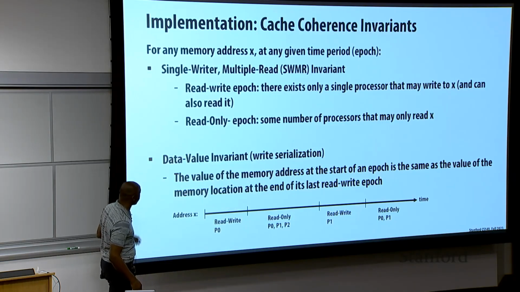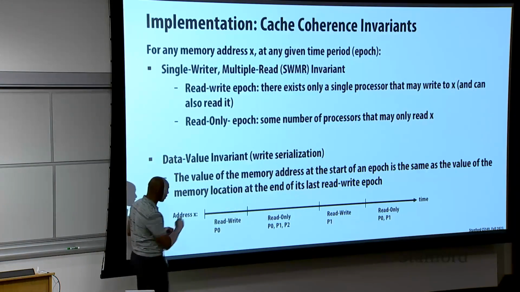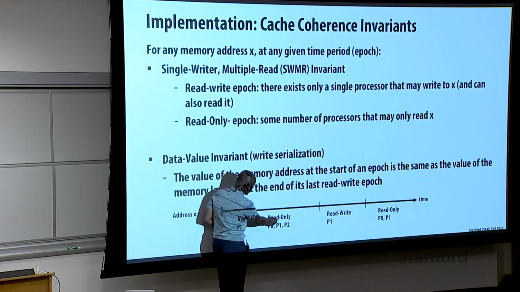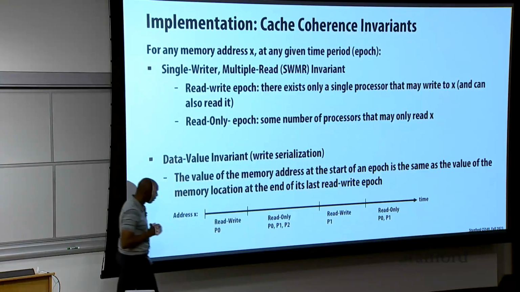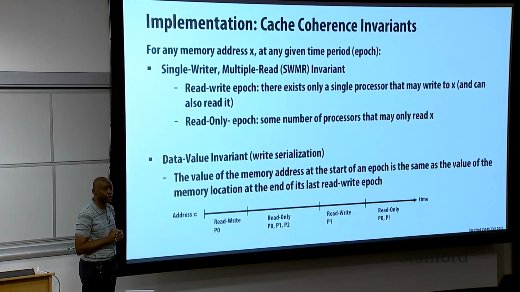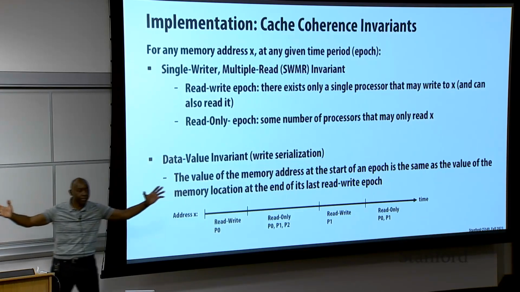And the idea of the data value invariant was that the value that you see in the read-only epoch is the value that was last written in the most recent read-write epoch. Okay? Everybody understand these two invariants? Okay, we're going to come back to them in just a moment.